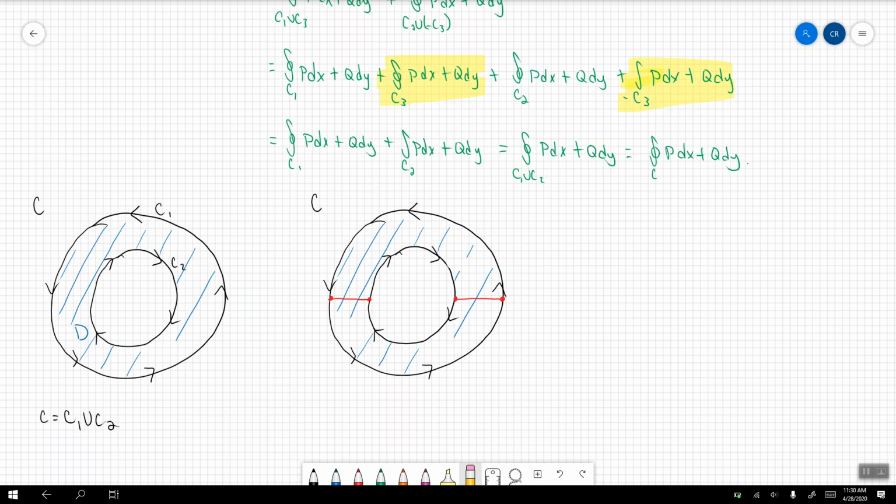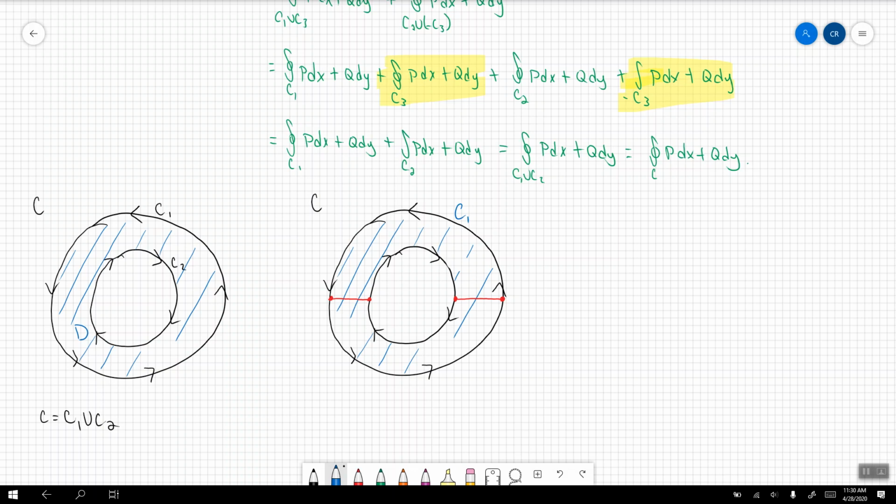Now I'm going to start labeling my curves. That way I can have a definite way to reference these. So here we are. I'm going to have curve number 1. Curve number 1 is going to be right out here. That's going to be the top part of that annulus.